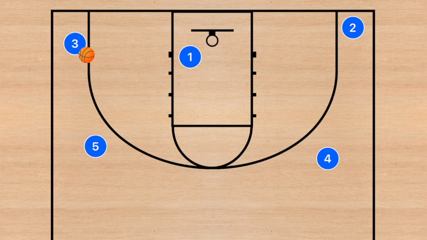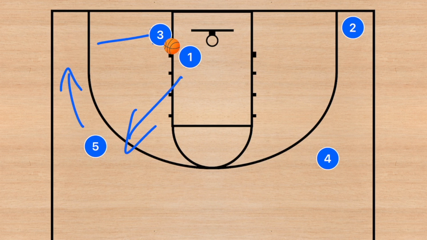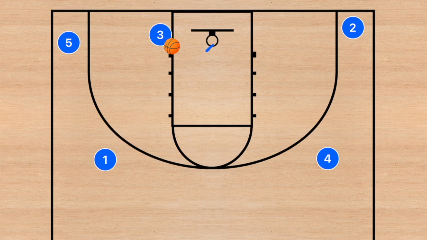The other option is if player 3 drives, player 1 needs to lift to the wing and player 5 needs to fill. So if this is a drive, this is a lift, and this is a drop down towards the corner. Those are your 3 options. You can either clear out, you can fill to where you pass, or you can fill and lift to the wing. And that would be off of a drive kick offense, or a drive kick version of the offense.